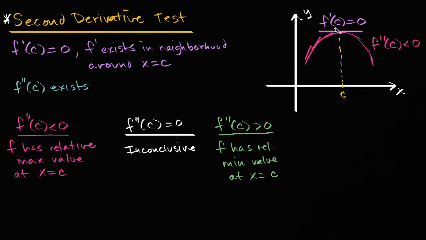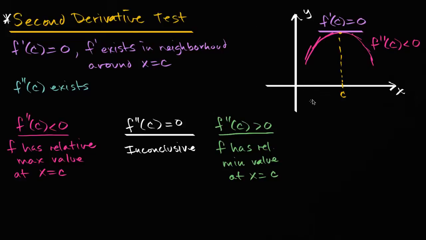And so, I haven't done any deep mathematical proof here, but if I have a critical point at x equals c, so f prime of c is equal to 0, and we also see that the second derivative there is less than 0, well, intuitively, this makes sense that we are at a maximum value.